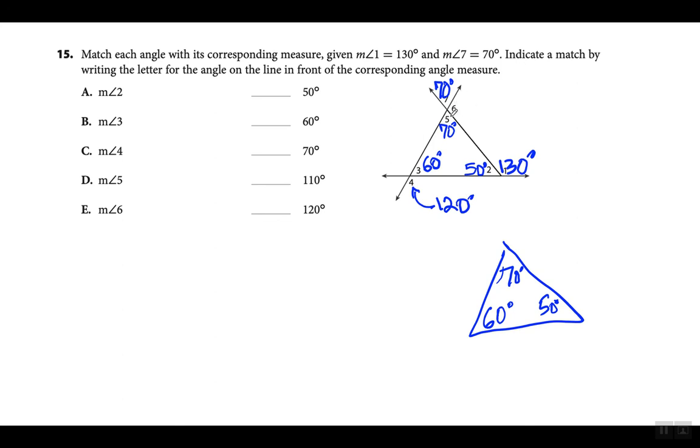Last one. Right here, we got a linear pair. You could either look at it as angles 5 and 6 form a linear pair, or angles 7 and 6. You're going to get the same answer either way.